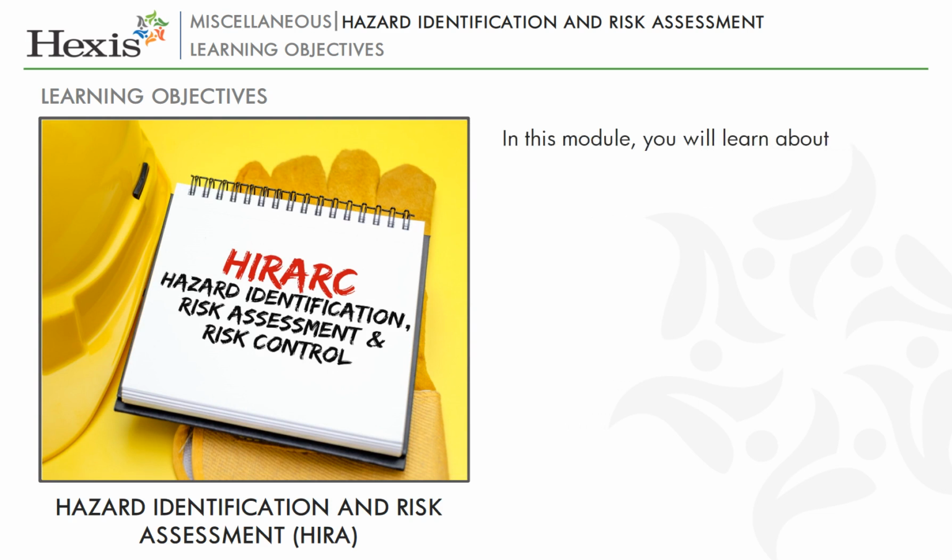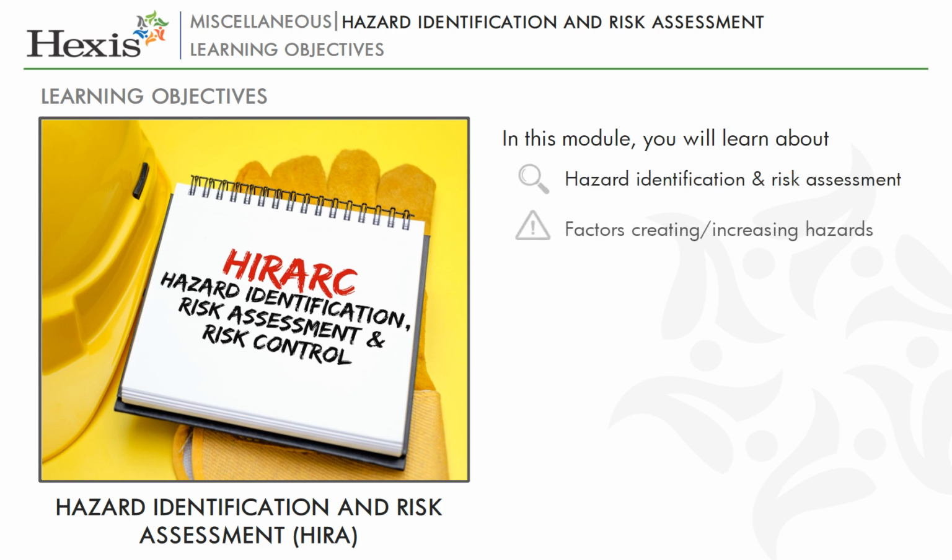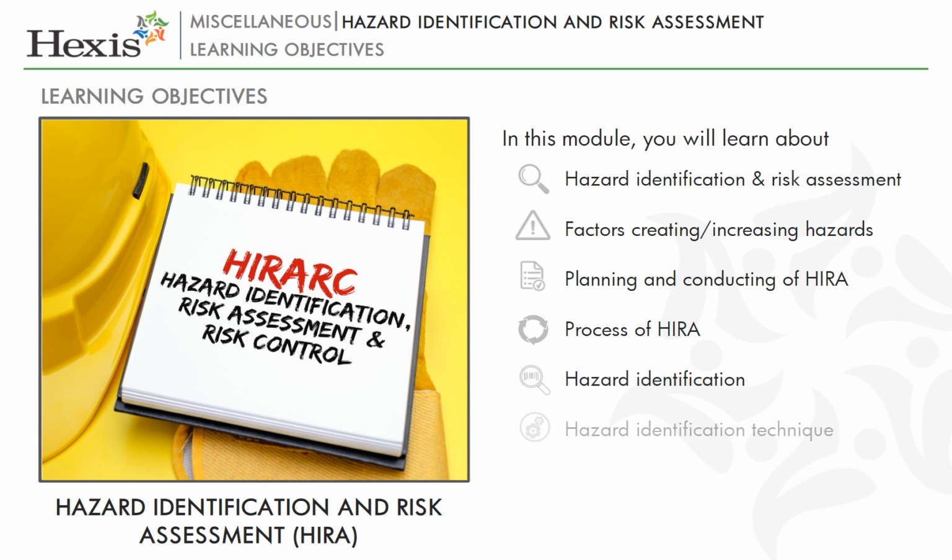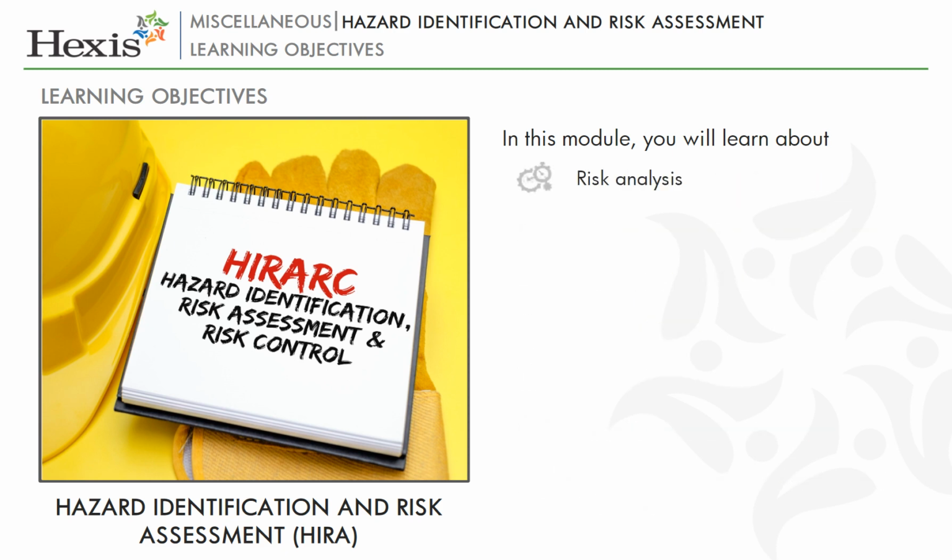By the end of this module, you will be able to explain hazard identification and risk assessment, list the factors creating or increasing hazards, explain the planning and conducting of HIRA, describe the process of HIRA, identify hazards, explain the hazard identification technique, describe the hazard identification and assessment methodology, analyze risks, and perform risk assessment.